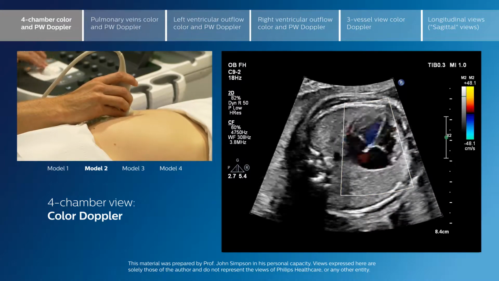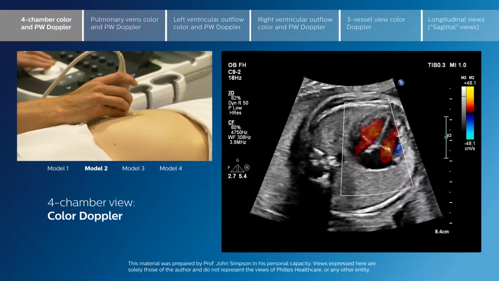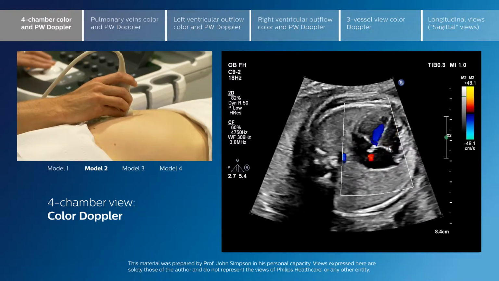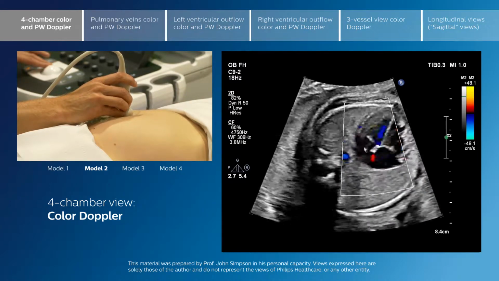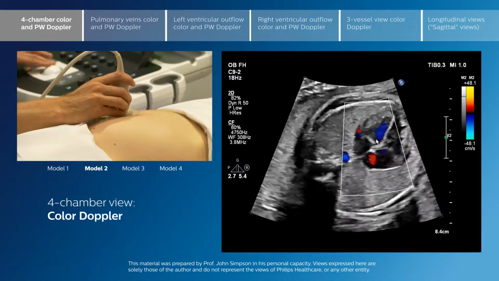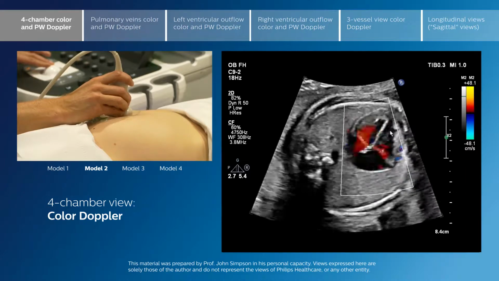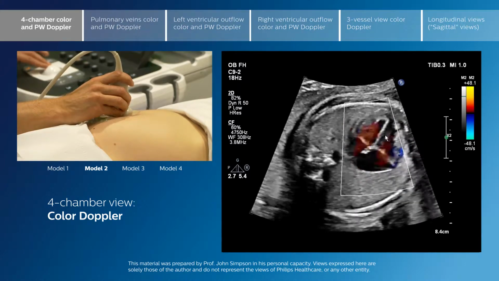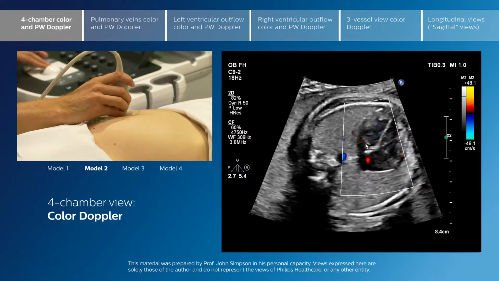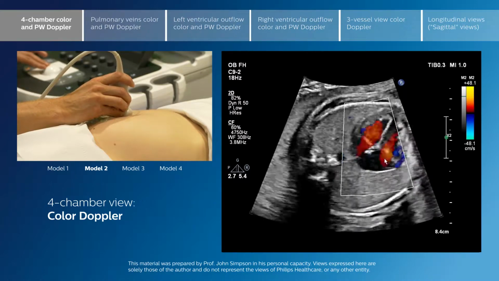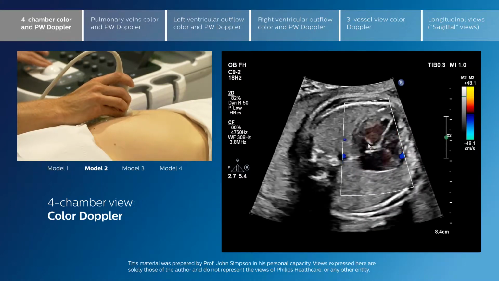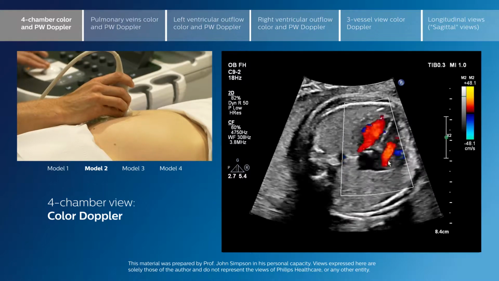So on the right here we see unaliased flow in a broad jet from the right atrium to the right ventricle and from the left atrium to the left ventricle. We nicely see that there is nothing crossing the ventricular septum here, and on these views there is no evidence on color flow of regurgitation of either the mitral or of the tricuspid valve.